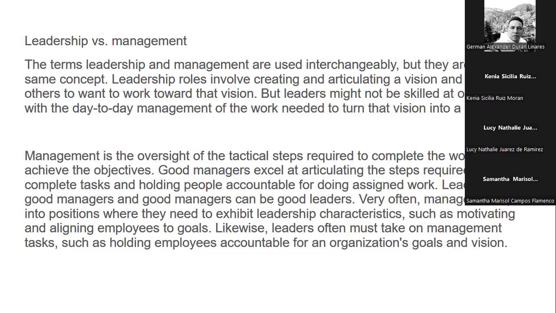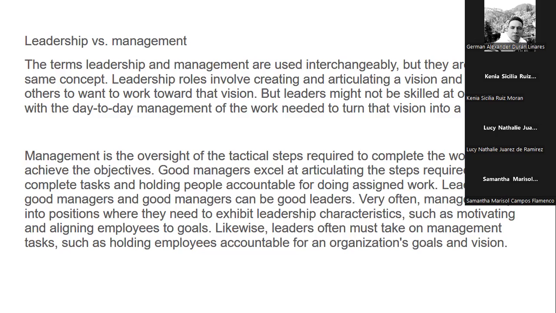Very often, managers are put into positions where they need to exhibit leadership characteristics, such as motivating and aligning employees to goals. Likewise, leaders often must take on management tasks, such as holding employees accountable for the organization's goals and vision.